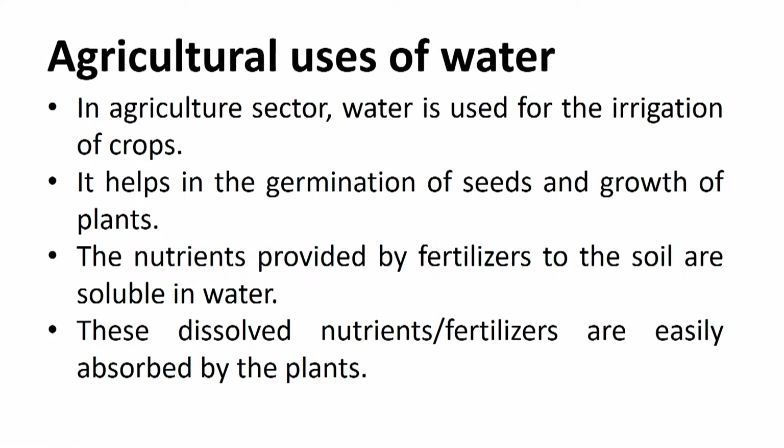Now we talk about agricultural uses. In agriculture, water is used for irrigation of crops. It helps in the germination of seeds and growth of plants. Nutrients provided by fertilizers in the soil are soluble in water, and these dissolved nutrients are easily absorbed by the plant. Water is also required for preparation of food by plants during the process of photosynthesis. It also acts as a medium for transportation of nutrients and minerals from one part of the plant to the other. Water provides a home for aquatic plants and animals.